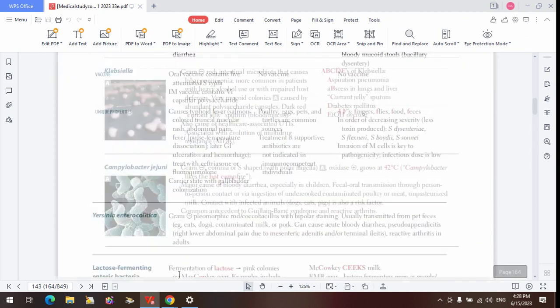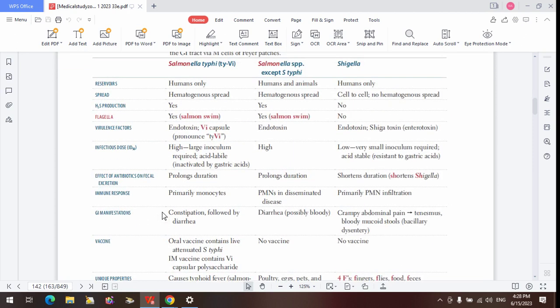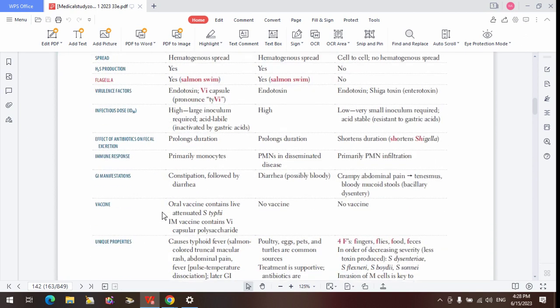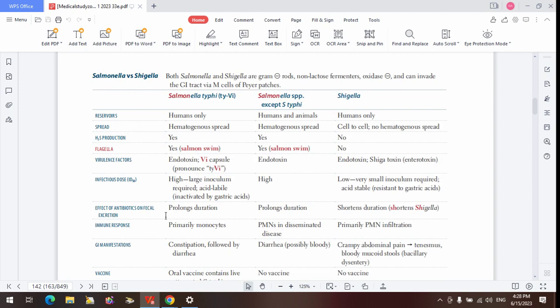Okay. So, Salmonella and Shigella. That's what we are looking into now. They are gram-negative rods. They are non-lactose fermenters, just like we said. They are not oxidase positive. But Salmonella produces H2S, Shigella doesn't. So we look at them as three different organisms because they have similar presentation in a way. They can cause bloody diarrhea.